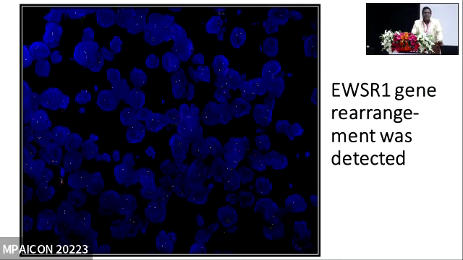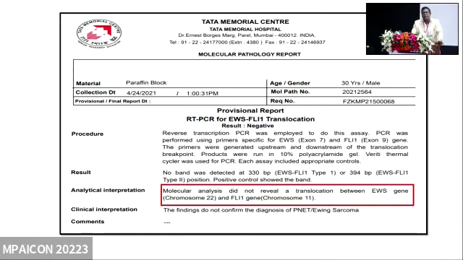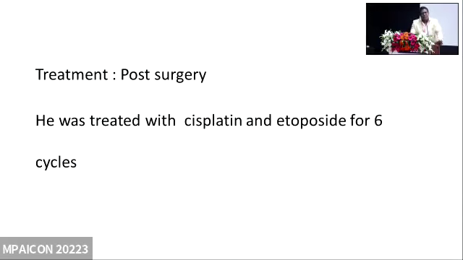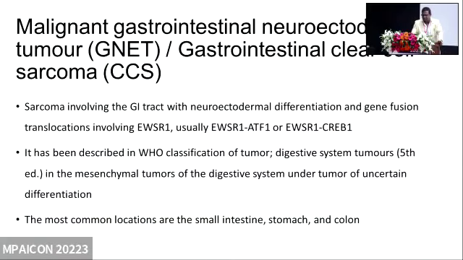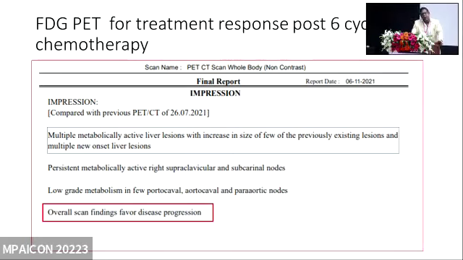Split signals were there. Molecular analysis was taken up, but the RT-PCR for EWS-FLI1 fusion was negative. Ewing's was ruled out. But the point here is molecular was negative, but the FISH was positive. So it has EWSR1 gene rearrangement, but the fusion was not with FLI1. Treatment post-surgery was cisplatin and etoposide for 6 cycles. FDG PET-CT was done for follow-up, which was not very good. It favored disease progression.